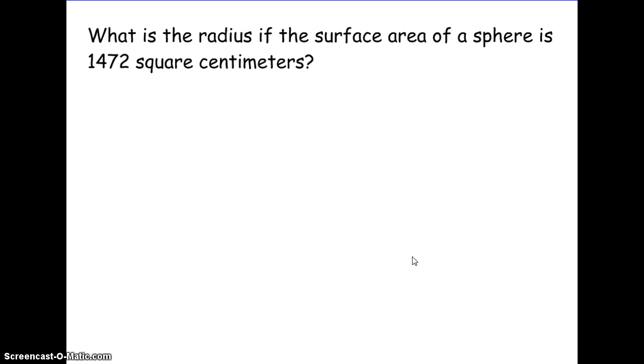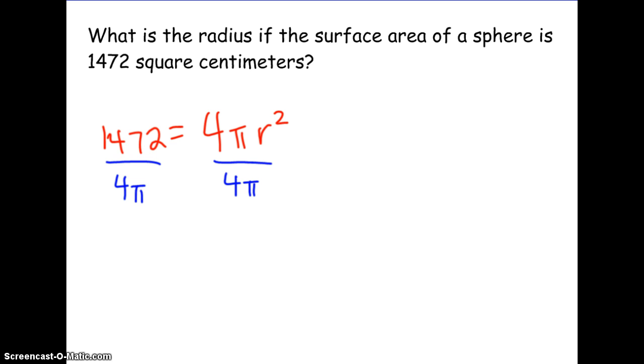Alright, now what if we want to work backwards? What if I want to find the radius if I know that the surface area of a sphere is 1,472 square centimeters? Recall, this is the formula for the surface area. I am looking for radius, and I've been given this number, which is the surface area. So I'm going to replace S with 1,472. To get r by itself, the first step would be to divide both sides by 4 pi. So in your calculator, do 1,472 divided by 4 pi, please.